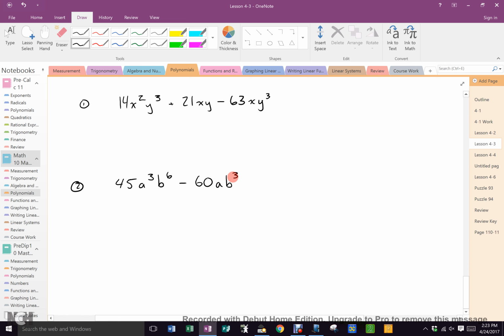If you can do those two, you're ready. You're done with GCFing. You know how to do it. And don't worry, you're going to get more practice as we do the other kinds of factoring as well. But if you can do those two, even in your head, without even writing it down, you're good at GCFing.